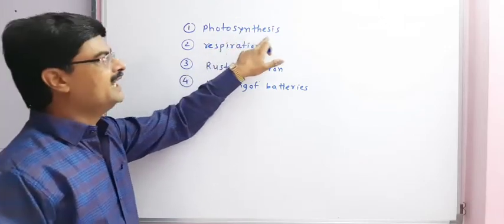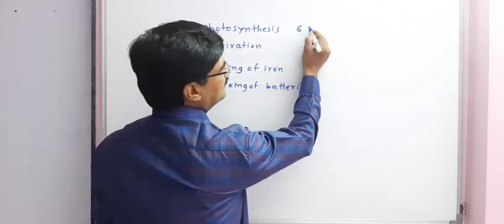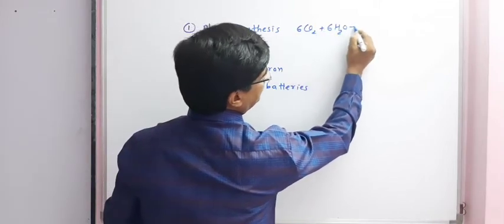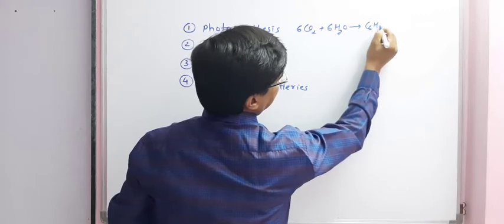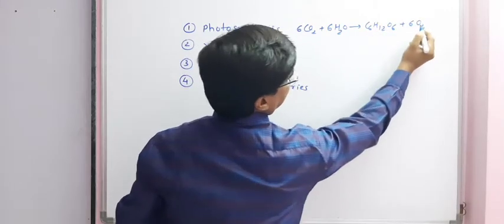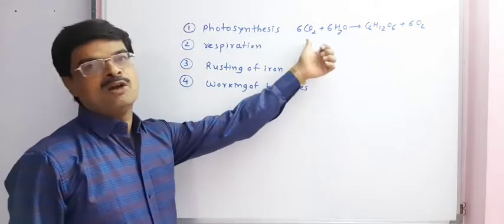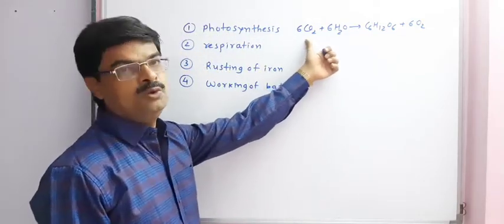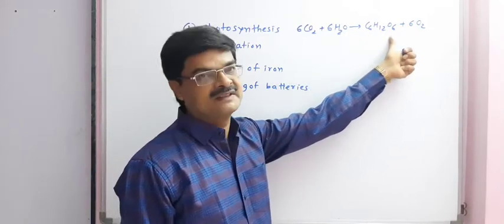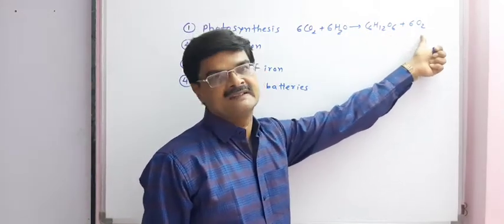Photosynthesis, in which 6CO2 plus 6H2O will give C6H12O6 and 6 oxygen is liberated. It can also be written as 6CO2 plus 12H2O will give C6H12O6 plus 6H2O plus 6O2.